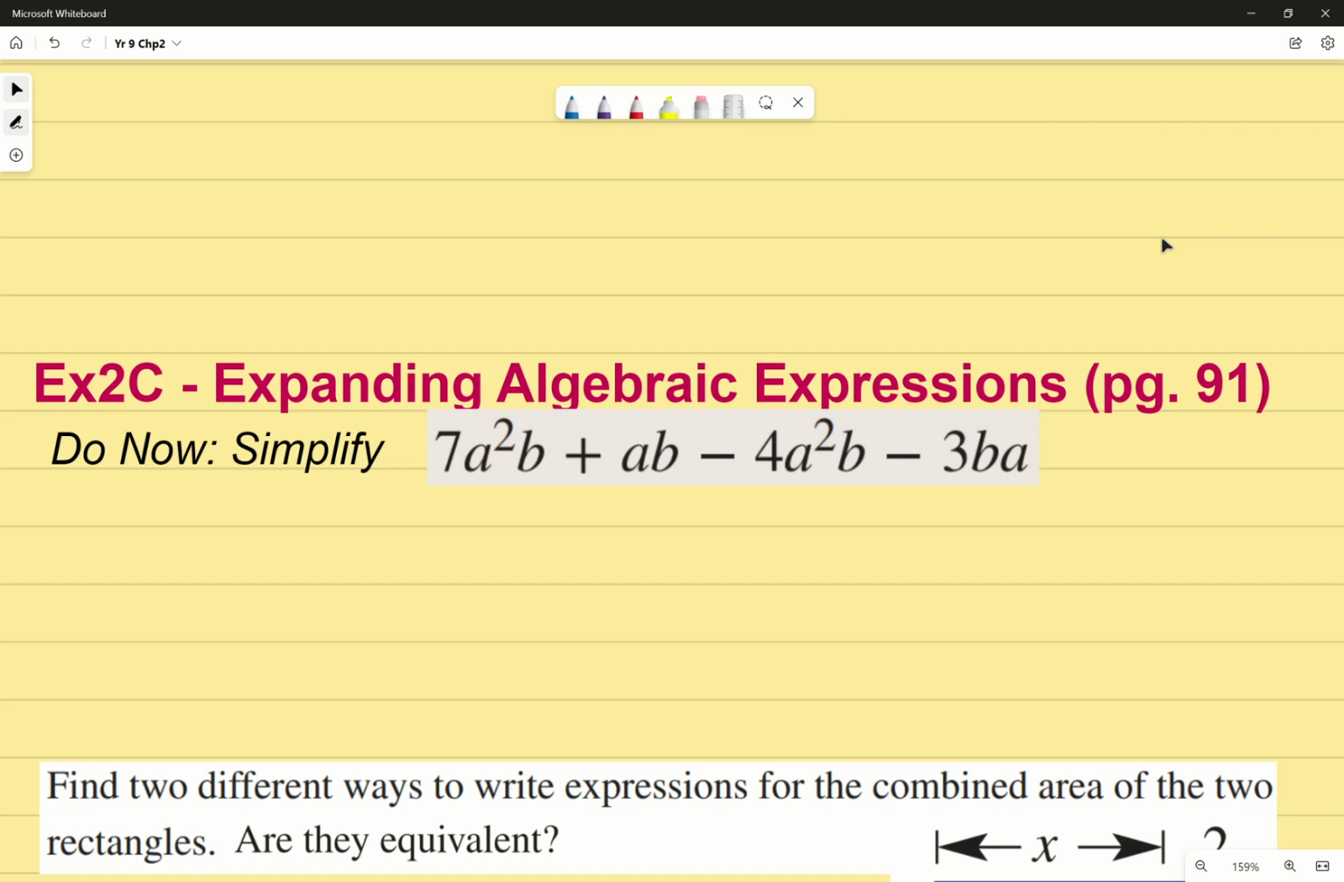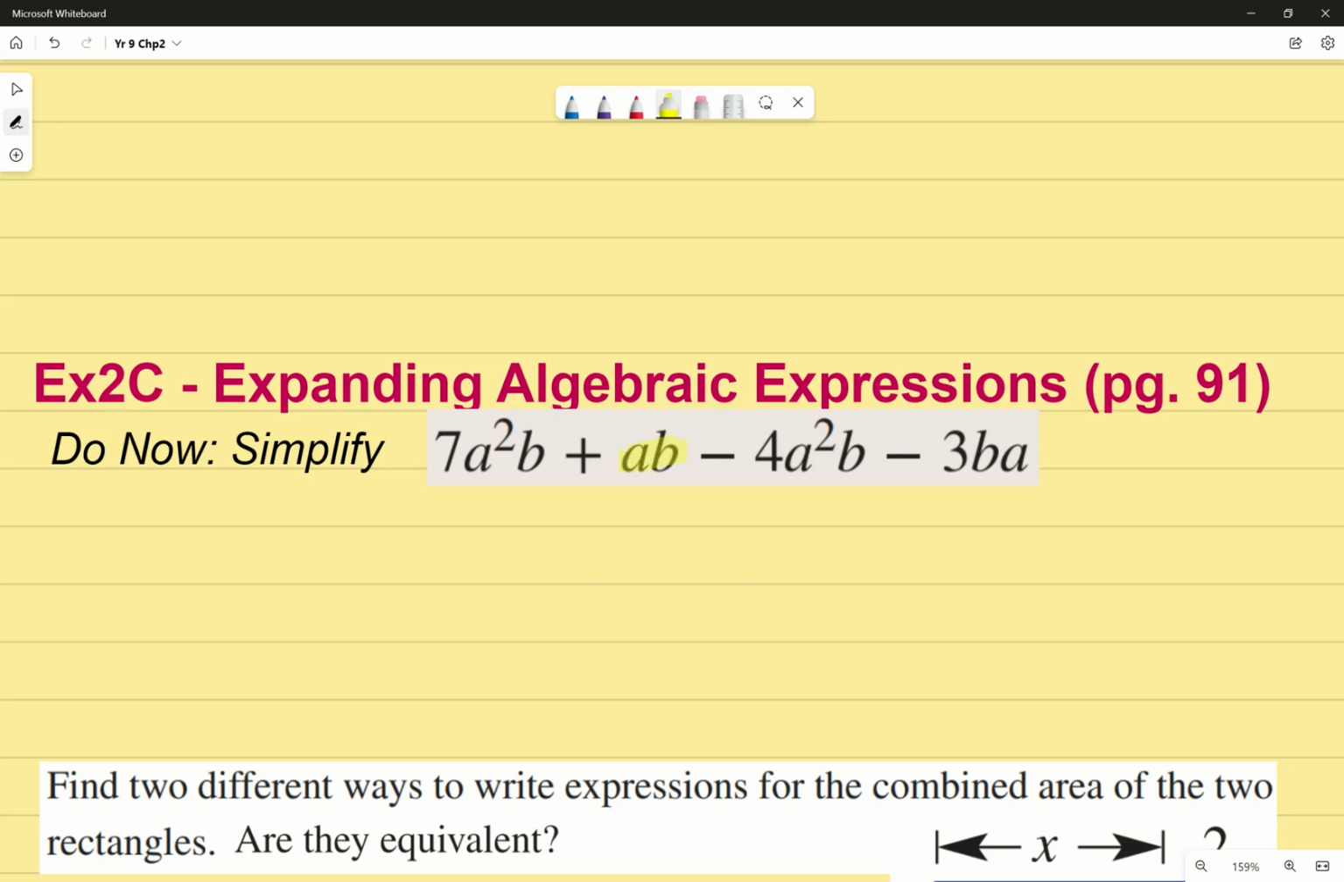This is an introduction to exercise 2C on expanding algebraic expressions on page 91 of your textbook. For our do now question, we're simplifying our expressions. First thing I want to do is identify which ones are the same. So of course, I know right now there's an a squared b here. There's also an a squared b here. So they're similar. They're like terms, aren't they?